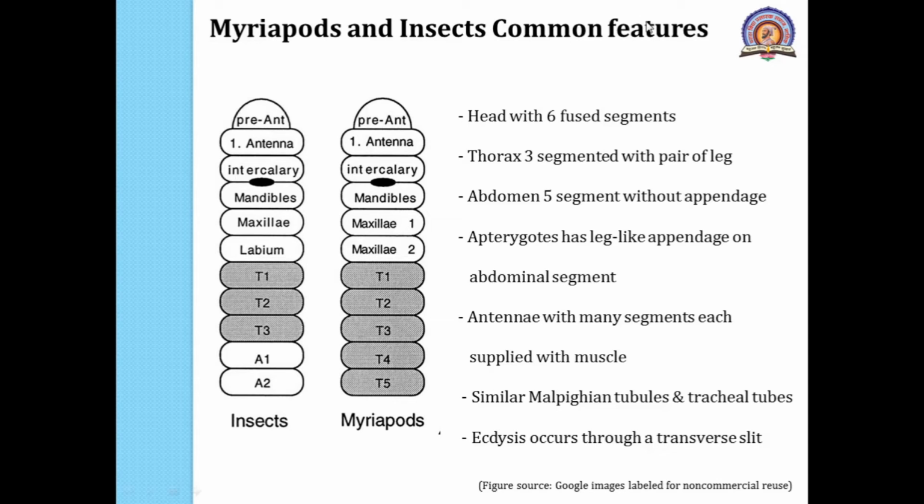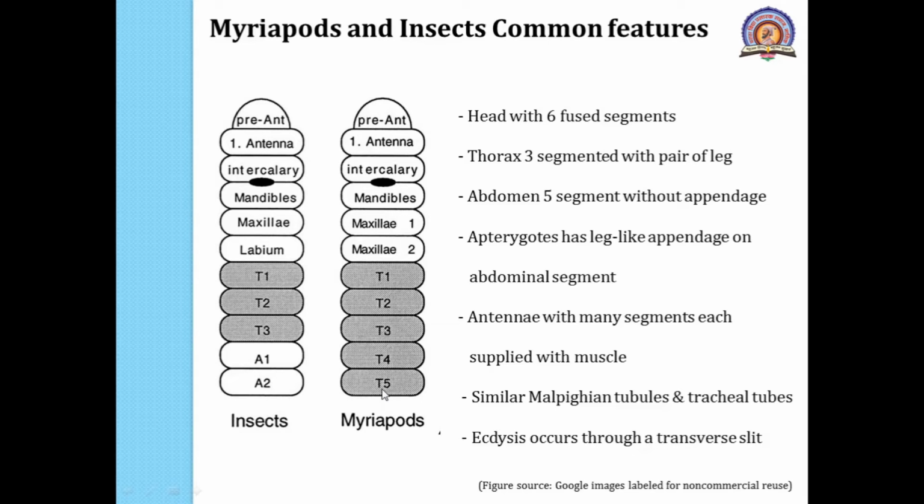For example, the head is provided with 6 segments. Here in this diagram you can see the generalized body plan of the insect: head composed of a total of 6 segments, then 3 thoracic segments, and the remaining are abdominal segments. And this diagram represents the generalized plan for the myriapods. Here you can see the head of the myriapod is also made up of 6 segments, like that of the insect head. Then the remaining segments belong to the trunk.